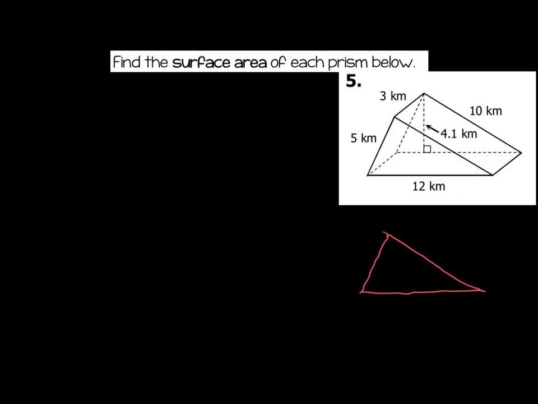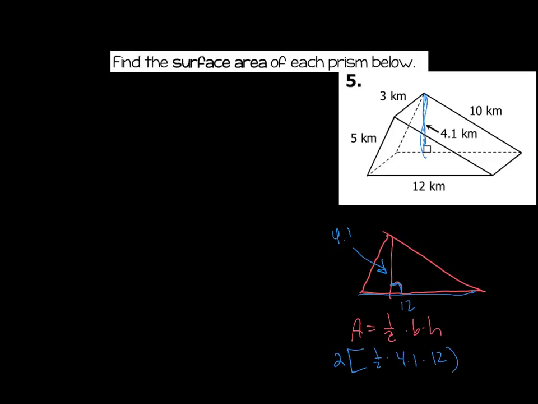And don't forget that area of a triangle is 1/2 times base times height. So we need that height value. And it looks like that's 4.1. And the base, remember, the base and the height are always connected by a right angle. It looks to be 12. And there's 2 of these guys. So that's going to be 2 times 1/2 times 4.1 times 12.